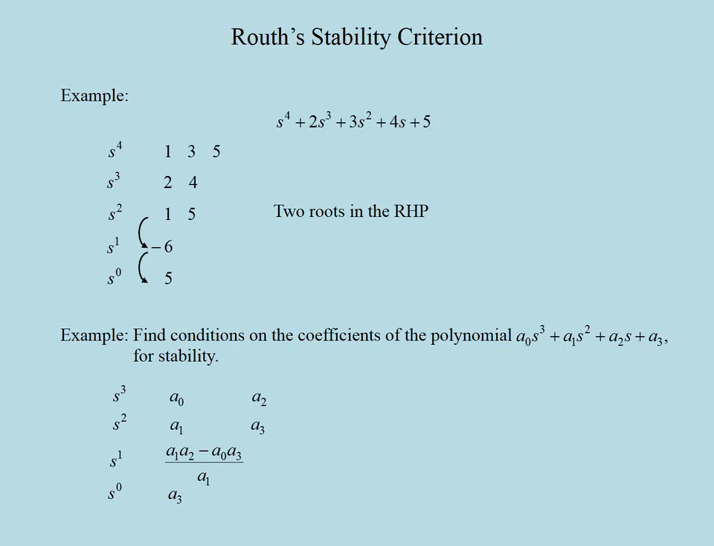Therefore, assuming all coefficients are positive, the condition for stability turns out to be a1 times a2 greater than a0 times a3. You can also say that for the stability of a third-order polynomial with positive coefficients, the product of inner coefficients must be larger than the product of the outer coefficients.